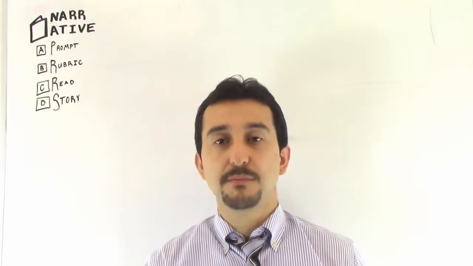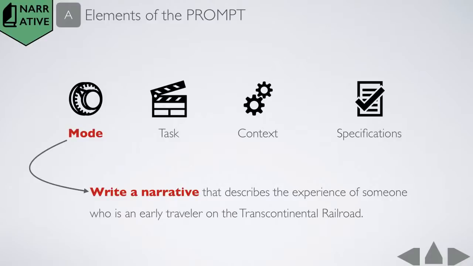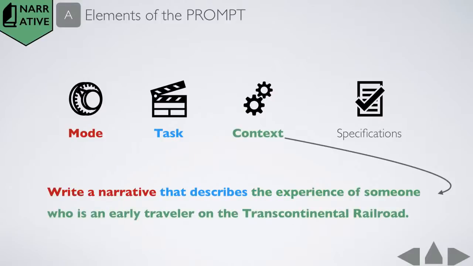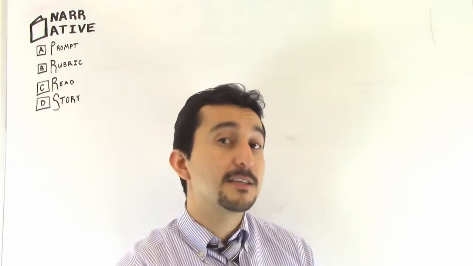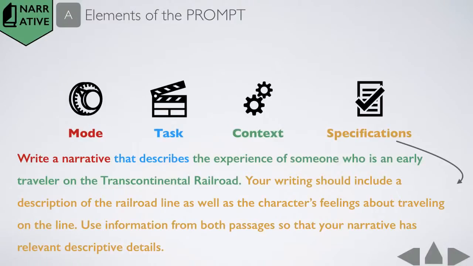In the case of the practice prompt: write a narrative that describes the experience of someone who is an early traveler on the Transcontinental Railroad. We have the mode right there at the front: write a narrative. We are going to focus on descriptive detail because that's what the task highlights, that we are going to describe. And the context tells us how we're going to build a setting, and our characters revolve all around being an early traveler on the Transcontinental Railroad. So we have our narrator, character, and setting contained in the context. But there are some specifications that we need to pay close attention to too.